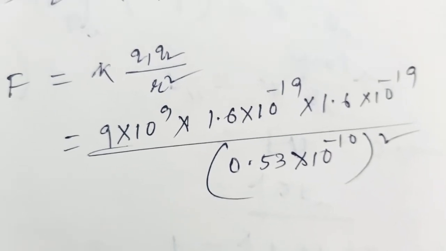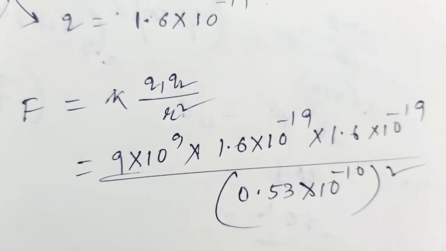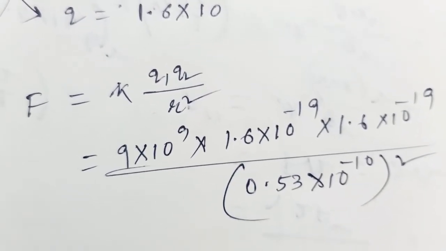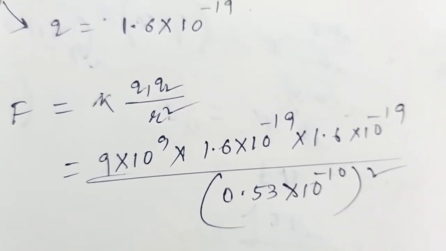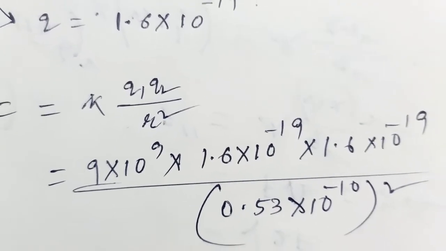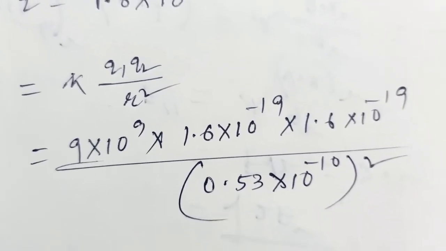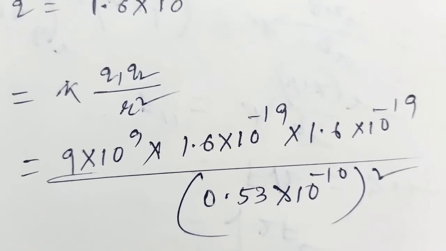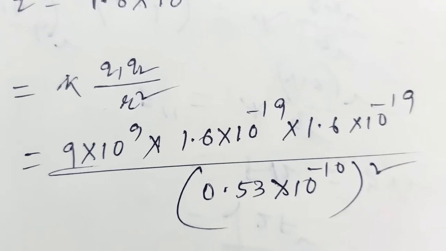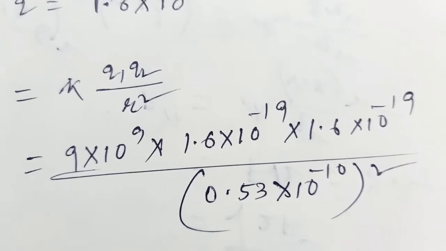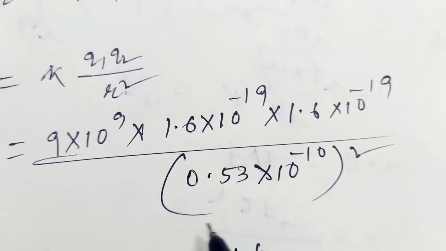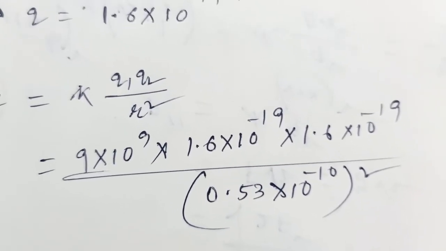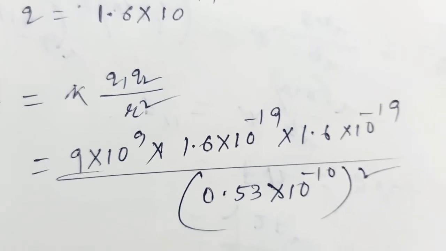I think that it is clear to you. So the answer is you have calculated, I think, 9 into 10 to the power 9. So for easiest calculation, you take 9 into 1.6 into 1.6 by 0.53 whole square.